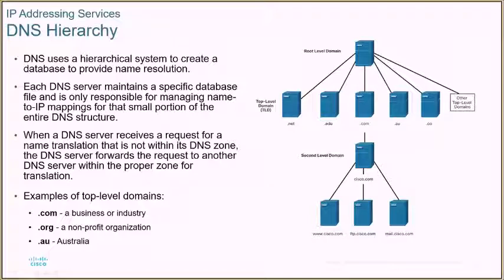Each DNS server maintains a specific database file and is only responsible for managing name to IP mappings for that small portion of the entire DNS structure. When a DNS server receives a request for a name translation that is not within its DNS zone, the server forwards the request to another DNS server with the proper zone for translation. So, as I said, it starts from the top and works down. It starts from the right and works left.